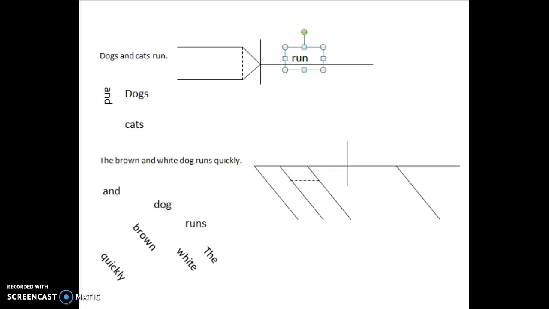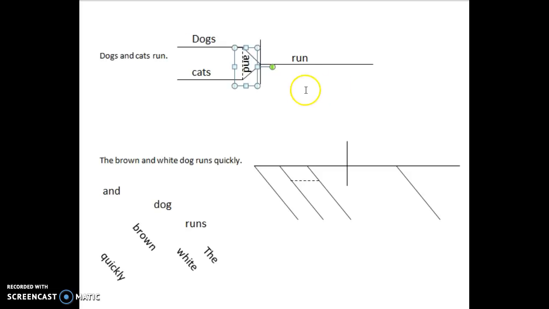Next, we place our subjects. Notice the subjects are listed from top to bottom in the order that they appear in the sentence. The only thing we are left with is our conjunction, and it is placed on the dashed line in the point of our pencil. A couple of things to mention about compound subjects and verbs.